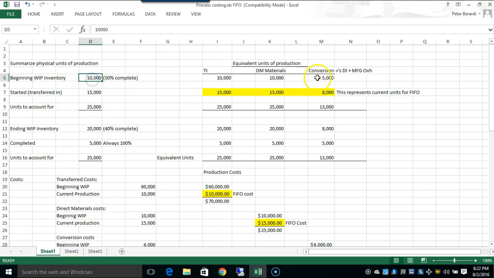So 50% of 10,000 is 5,000. So we've computed our equivalent units here and totaled it. We now know the total equivalent units on the top half of our physical units of production. We've now spread out the beginning WIP.